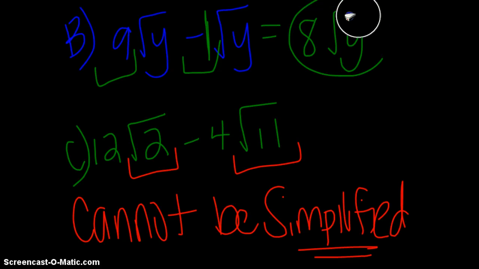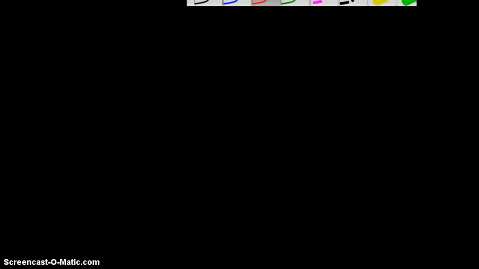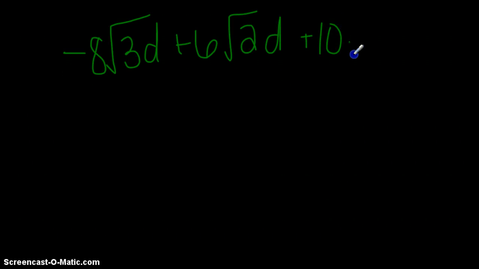Okay, I'm going to give you one that I want you to do on your own. See if you can figure it out. So if I have -8 root 3d and I'm adding 6 root 2d and I'm adding 10 root 3d. See if you can figure this one out, but remember, you can only add terms that have like radicands.